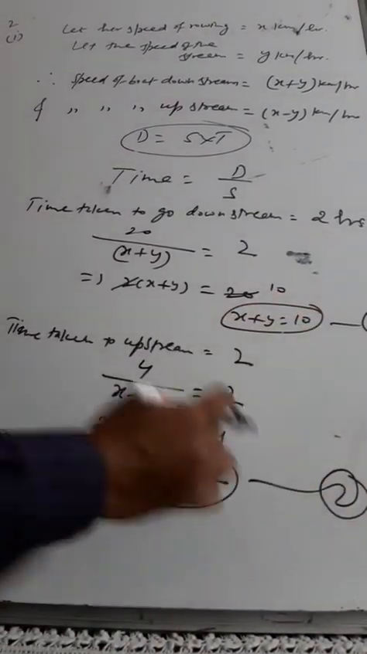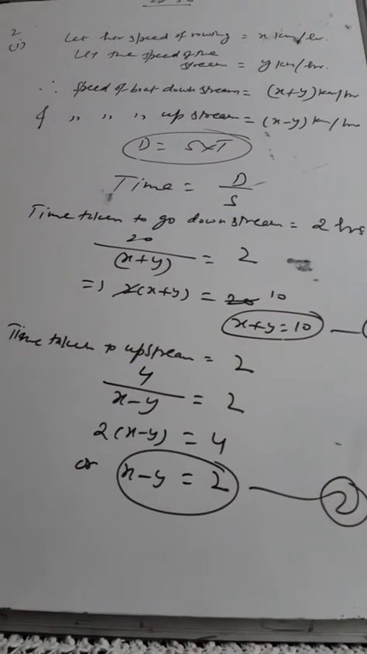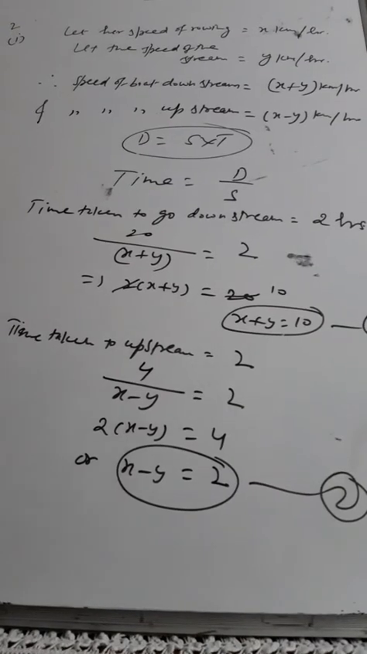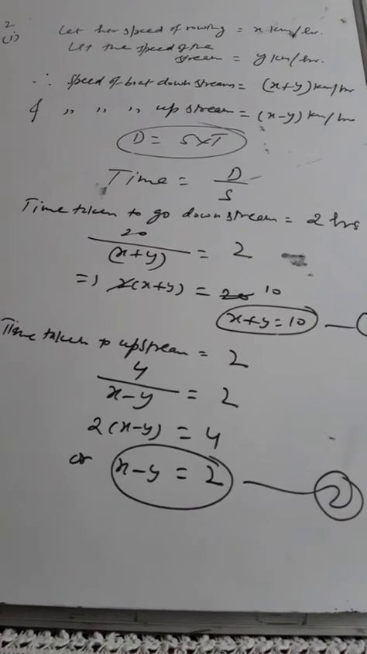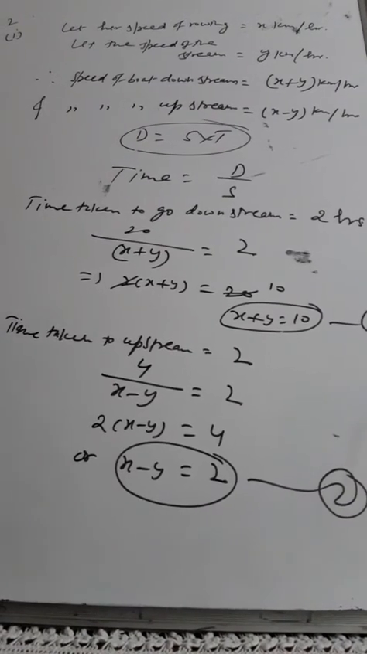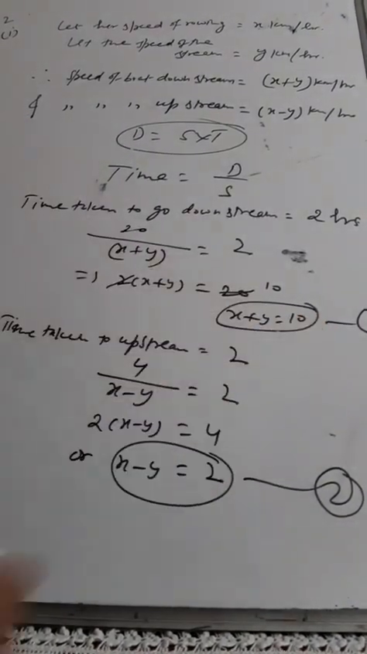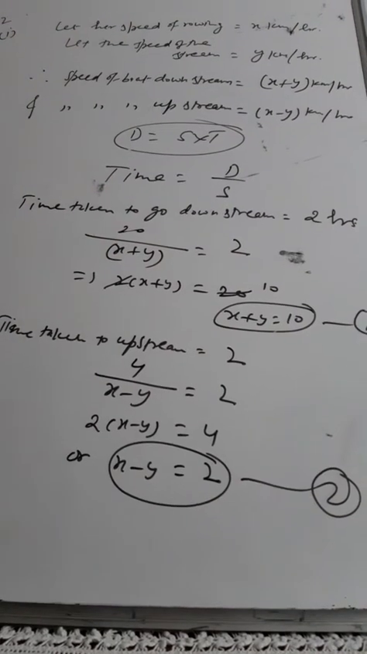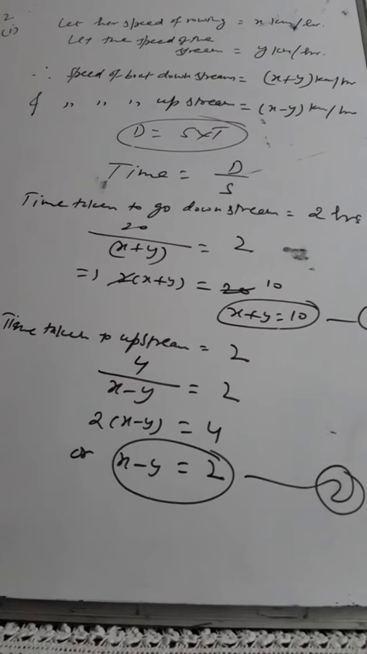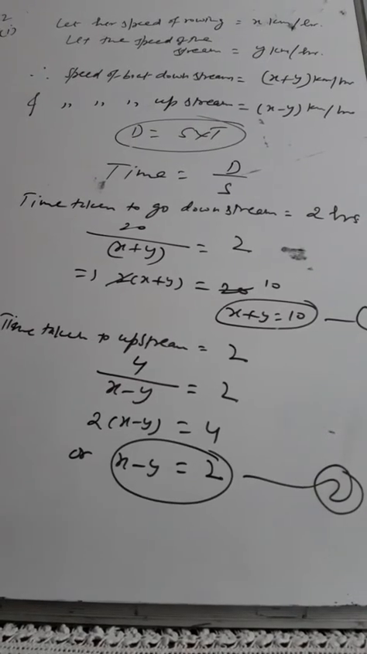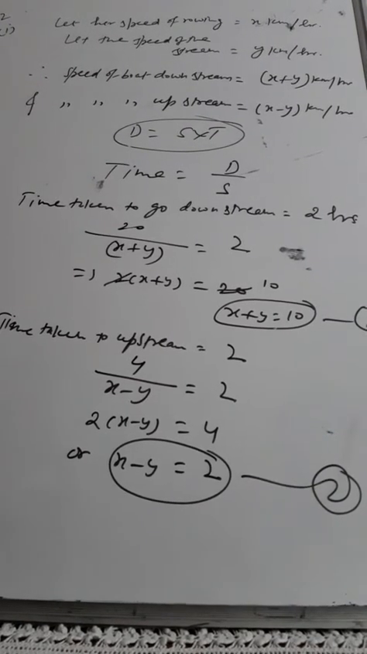So x plus y is equal to 10 and x minus y is equal to 2. You solve these two equations, eliminating y directly. 2x is equal to 12, so x is equal to 6. So if x is equal to 6, you put it here and y is equal to 4. So 6 km per hour is the speed of the rowing, that is of the boat, and the speed of the stream will be equal to what? 4 km per hour.